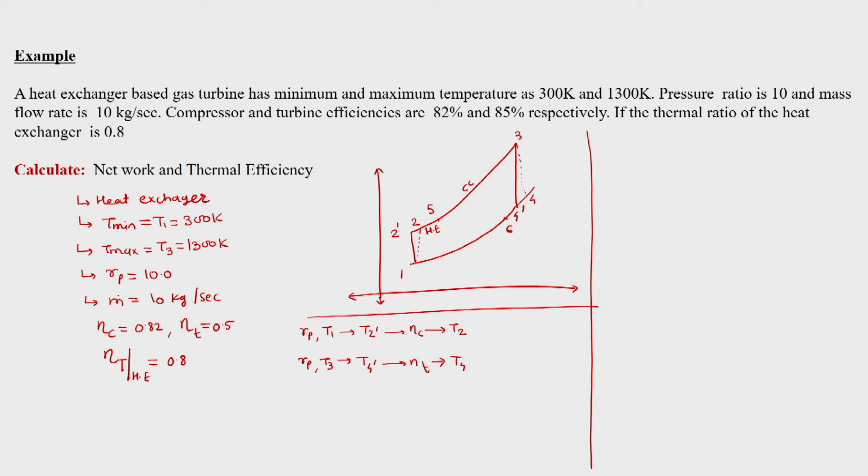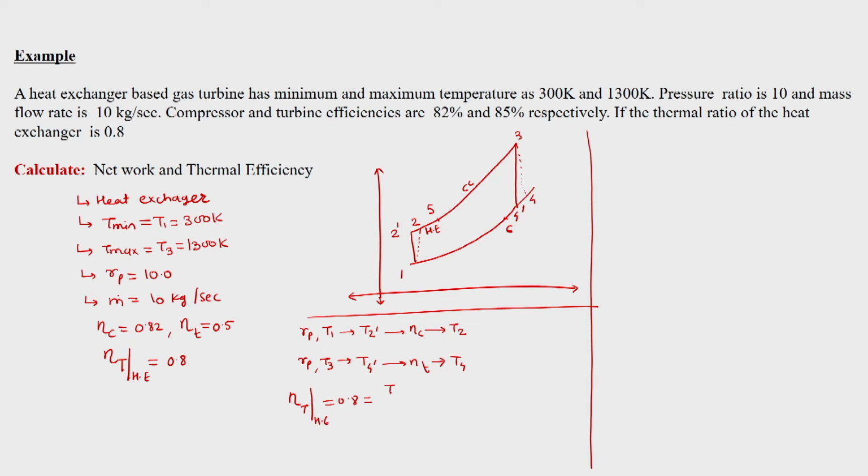Now in this example there is a new thing which is told to us, which is the thermal ratio of the heat exchanger, and it is 0.8. So we know that when we derived the formula we had taken it as 1, and based upon that we derived some formulas. What is this? This is actual heat transfer divided by maximum possible heat transfer.